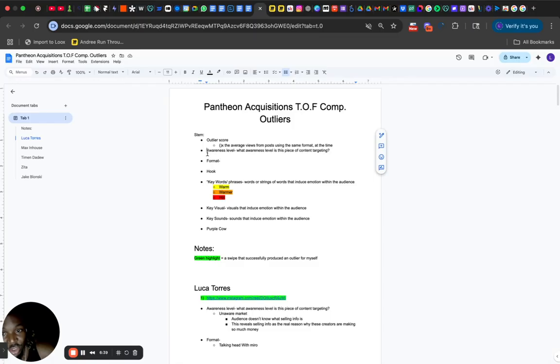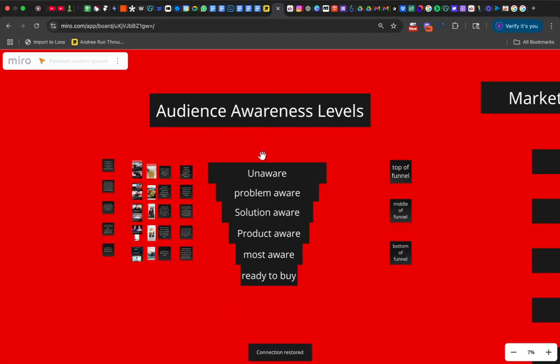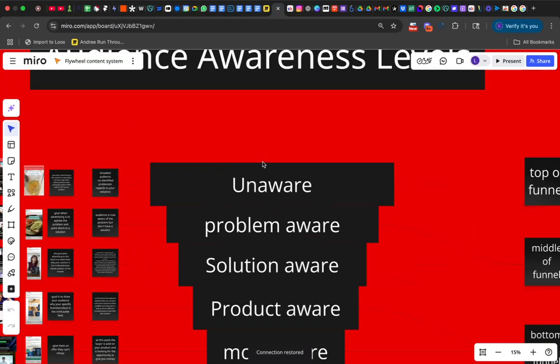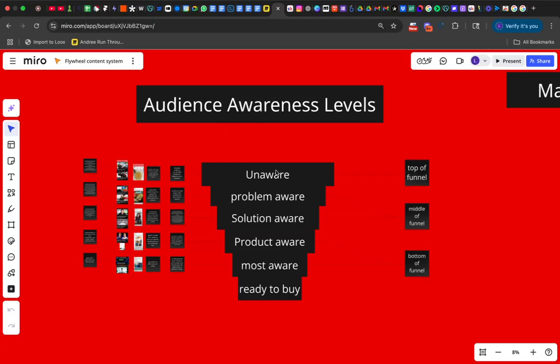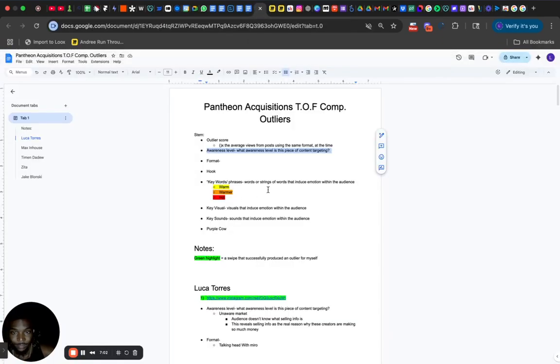So next up is awareness level. So where is my flywheel? Awareness level, simple marketing principles. You probably know more about this than I do. So I'm just asking myself, okay, is this targeting an unaware market, problem aware market, solution aware market, product aware market, most aware market, or is this just a converting piece of content? Is he just trying to convert, right?